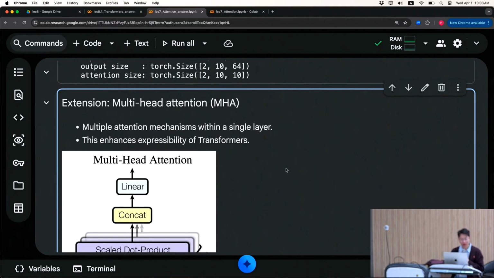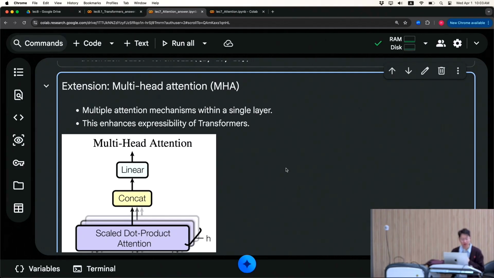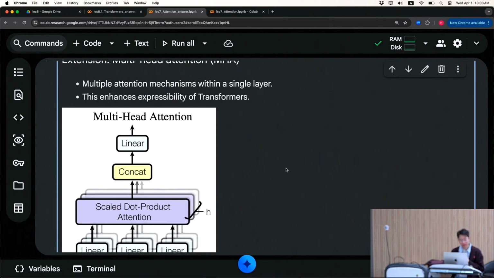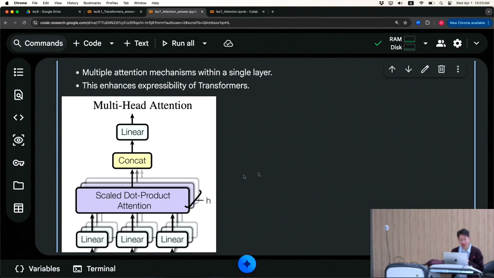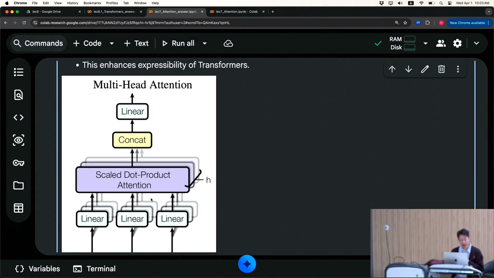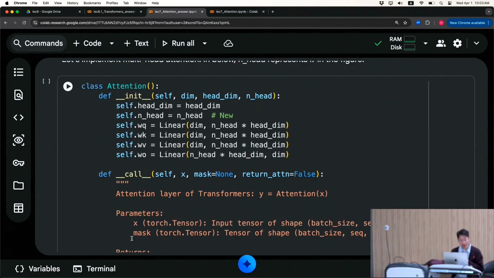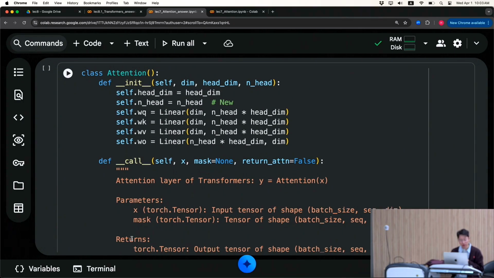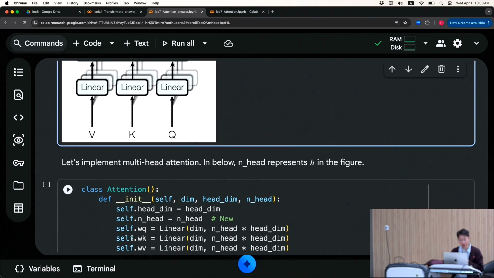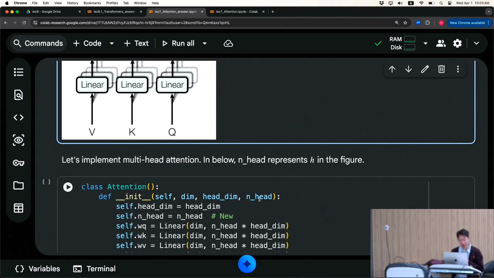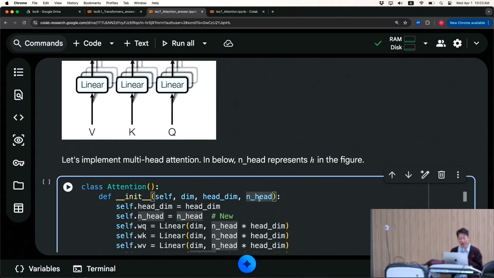Okay, so let's talk about multi-head attention. Within a single transformer block, we learned in the class that we're going to have multiple attention heads. So we're going to make extensions to the attention class so that it can support multiple heads. Now there's an additional input here called n head. That's the number of heads that's newly added.